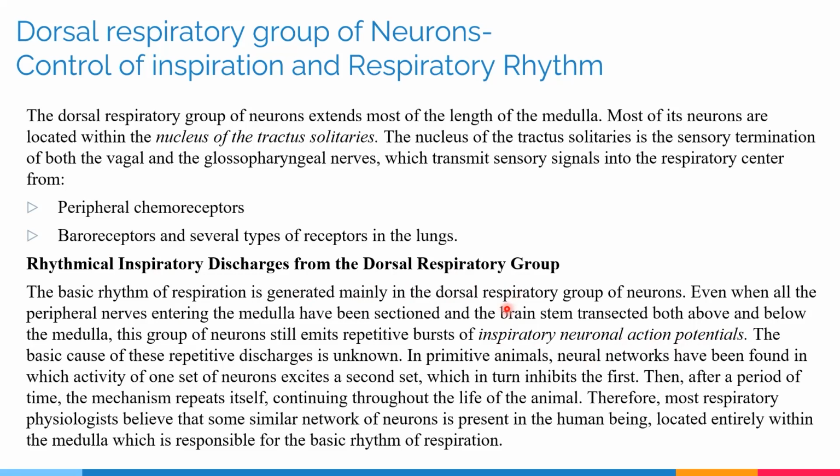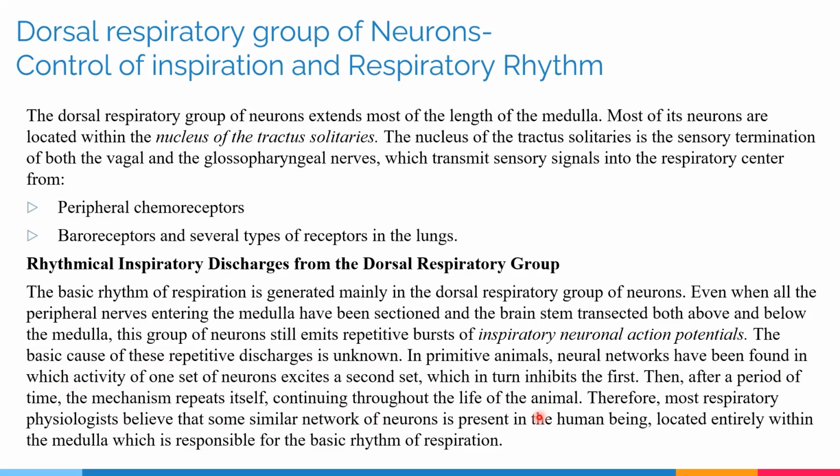What this means is that the firing or the reactions of the dorsal respiratory group is independent of the signals coming from elsewhere in the brainstem or the body. The basic cause of these repetitive discharges is unknown. In primitive animals, neural networks have been found in which activity of one set of neurons excites a second set, which in turn inhibits the first set. Then after a period of time, the mechanism repeats itself, continuing throughout the life of the animal.